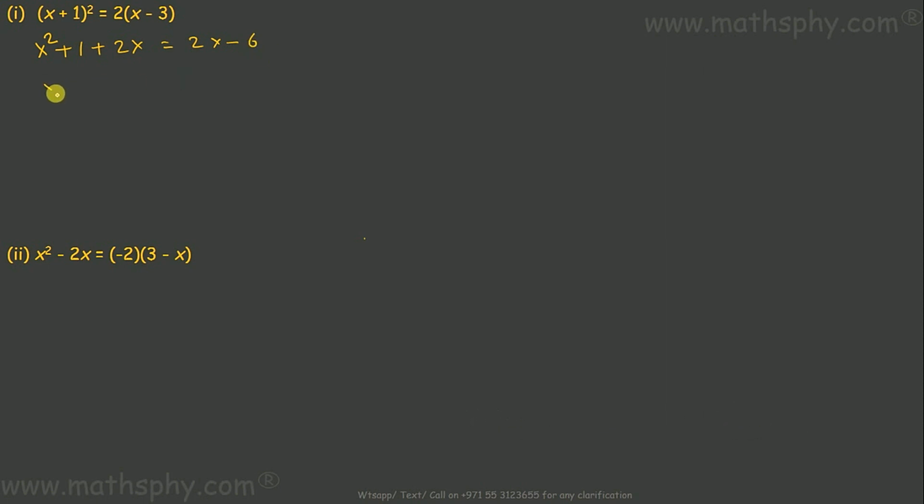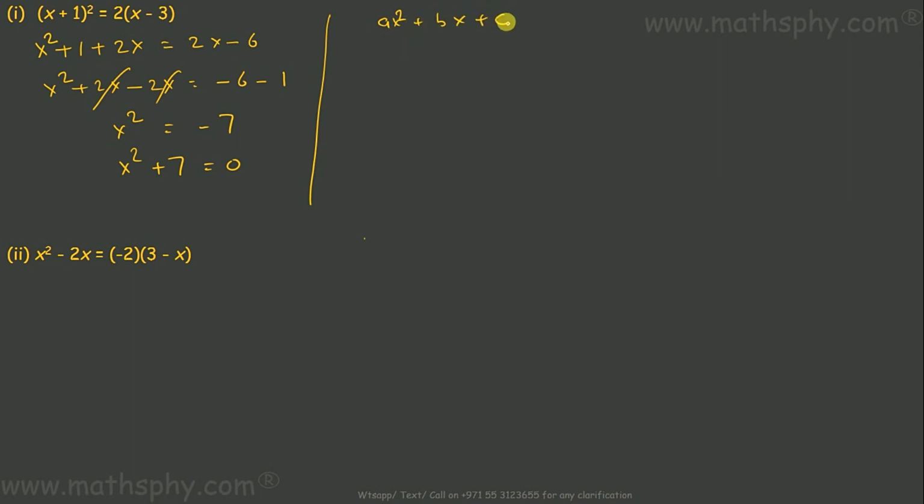So this would be x² + 2x, this 2x comes this side, −2x equals −6, this 1 goes this side, −1. So this is cancelled, x² = −7, x² + 7 = 0. We have to write this in the format of ax² + bx + c. Here, my a is 1, b is 0, and c is 7.